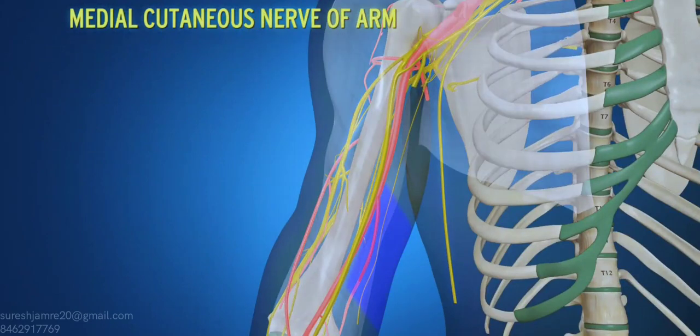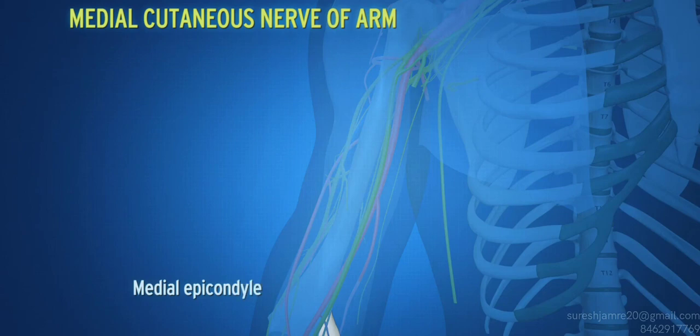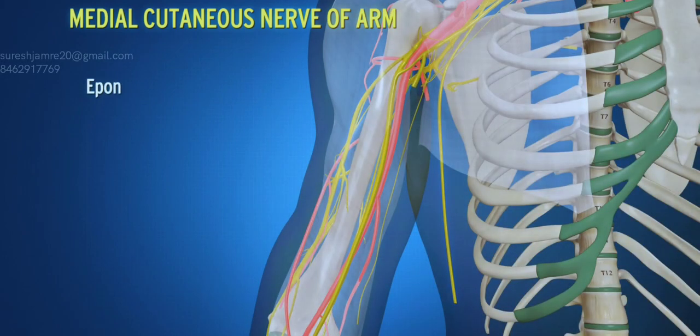And it is distributed to the skin of medial surface and posterior of the lower third of the arm, extending as far as the elbow, where some filaments are lost in the skin in front of the medial epicondyle and others over the olecranon. Eponym: the term nerve of Risberg after Heinrich August Risberg has been used to describe this nerve.